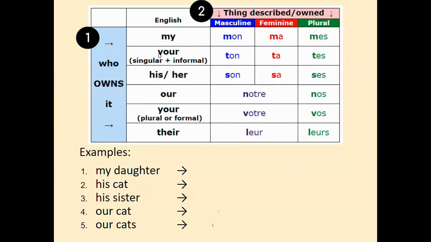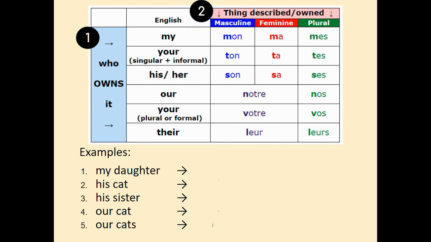Okay, so let's look through some examples. Firstly, I've just moved this here. We're going to do this in 2 steps for every example. Firstly, we're going to pick the line and decide who owns it. Is it my thing, your thing, his and her thing, etc. And secondly, we're going to pick the column and we're going to decide what that thing is that is owned or described. Is it masculine, feminine, or plural?